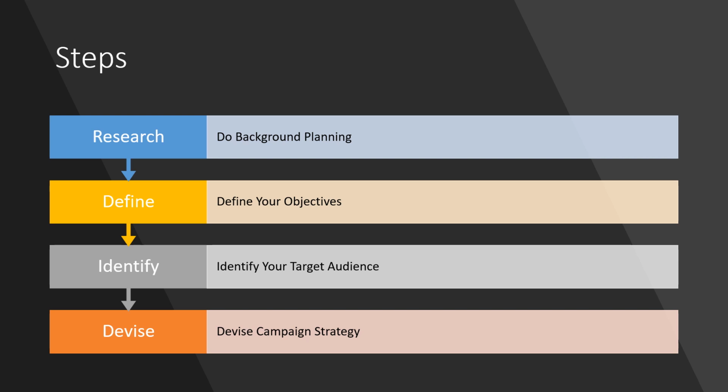And then we want to talk about the 4 steps to developing a marketing strategy. So the first step is doing your research, do some background planning. The second step is define your objectives. Third step is identify your target audience. And fourth step is to devise a strategy.